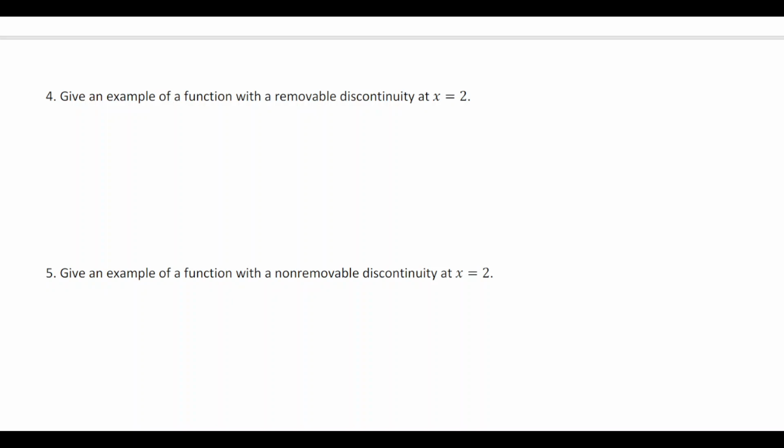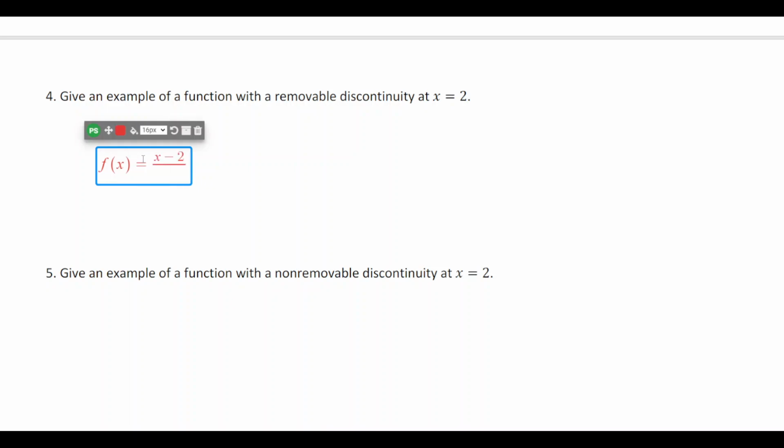For number 4, it says, give an example of a function with a removable discontinuity at x equals 2. So recall that a removable discontinuity is one that has a hole. So really all we need to make sure is that we've got a hole in the graph. The easiest way to do that, I think, is to make x minus 2 a factor of a rational function in both its numerator and denominator.